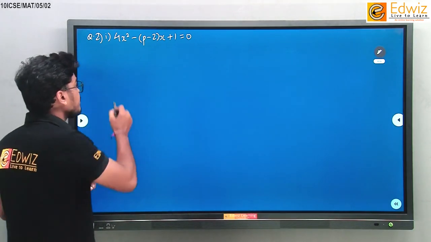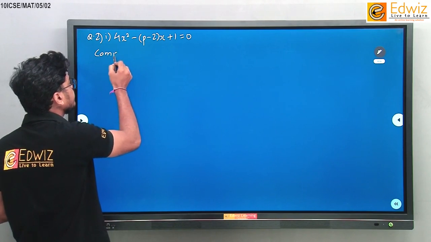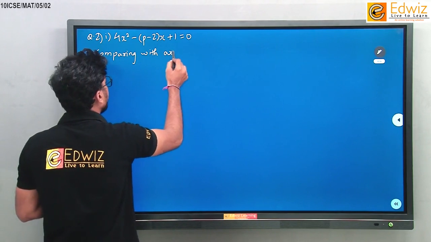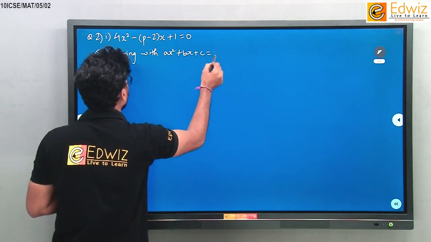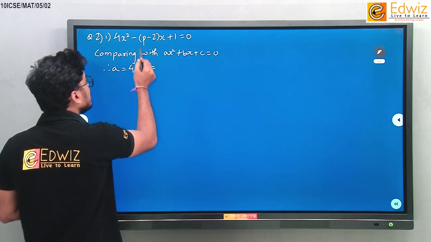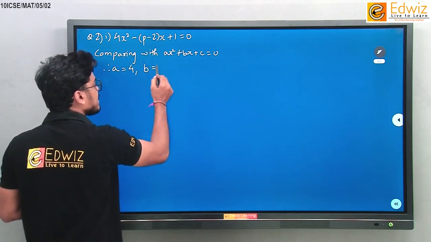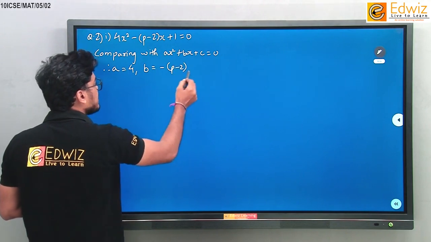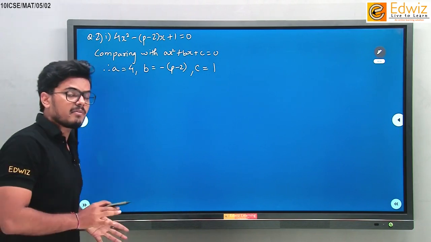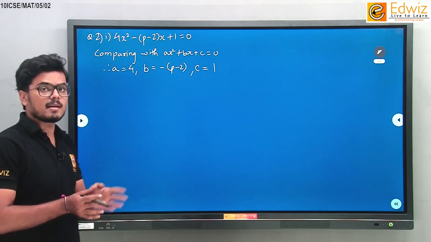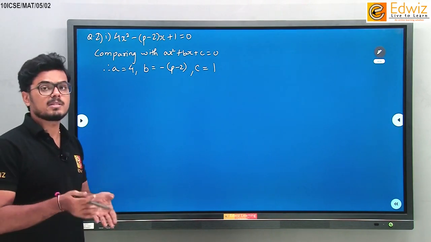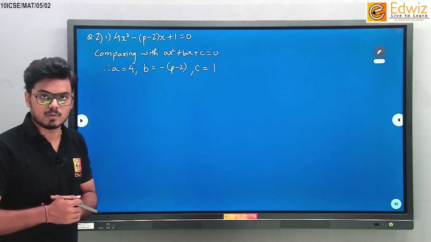So here let us first find out a, b and c. Comparing with ax square plus bx plus c equal to 0, a is equal to 4, b is equal to minus (p minus 2), the coefficient of x. Okay, c is equal to just 1. But here in this equation they have already told us that the roots are real and equal. So we know that b square minus 4ac is going to be equal to 0. We can directly equate it with 0, correct?